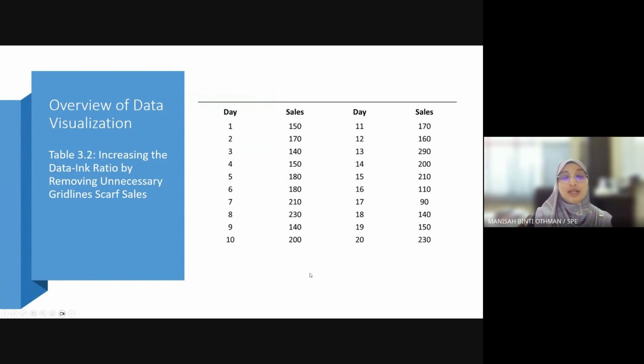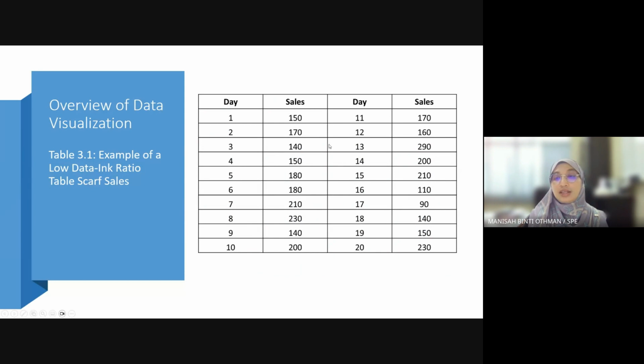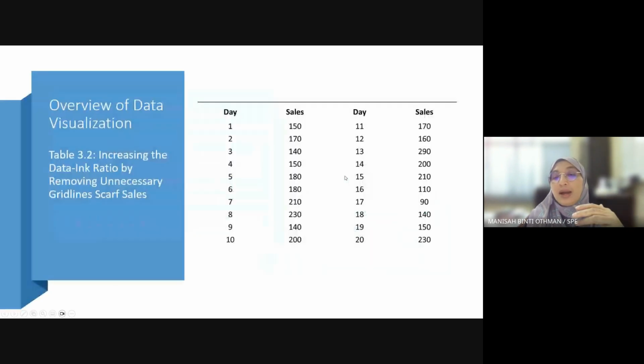So this is an example of low data ink. Reduce it, and you can see more clearly the daily sales, for 20 days, daily sales for scarf for 20 days. You can see the data more clearly compared to the non-data ink. You can still see 150, 170, but it's better to display it like this so we can focus more on the data only.